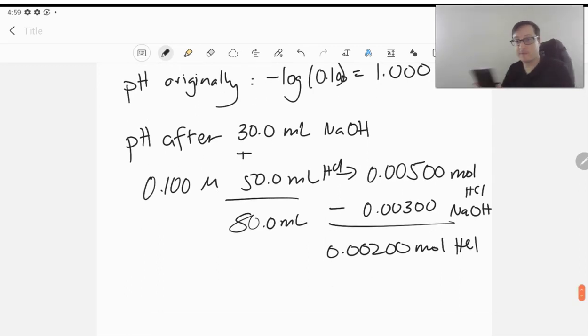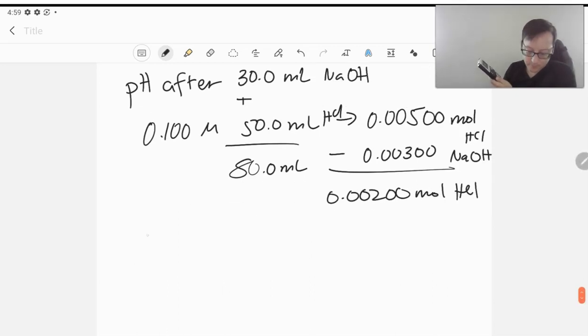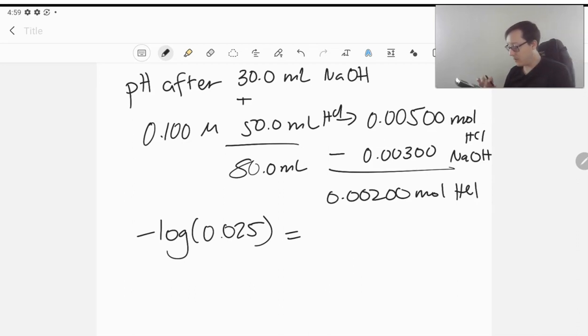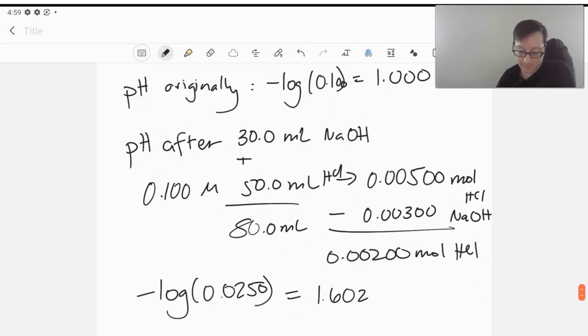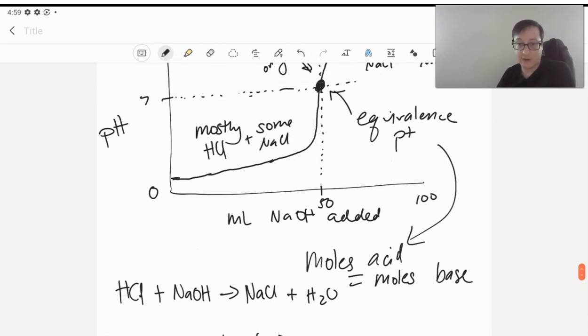So we have our new concentration, which will be 0.002 divided by 0.08. Remember to put that into liters. And so our new concentration will be 0.025. And so if we do the negative log of that, we get pH is 1.60. So even adding all of this base, so adding more than half of the base, our pH is still quite low, 1.6, very, very low. So we see here in our graph that we are expecting it to stay very low for a long time until we reach close to the equivalence point.